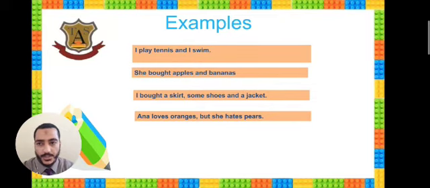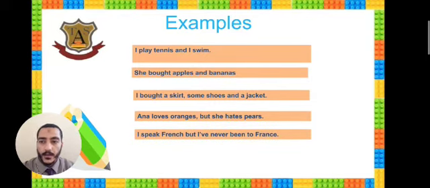Anna loves oranges, but she hates pears. Again, Anna loves oranges, but she hates pears. So there is a difference here between these two sentences. Anna loves and she hates. So love and hate, we have to add the conjunction but. Anna loves oranges, but she hates pears. Okay.